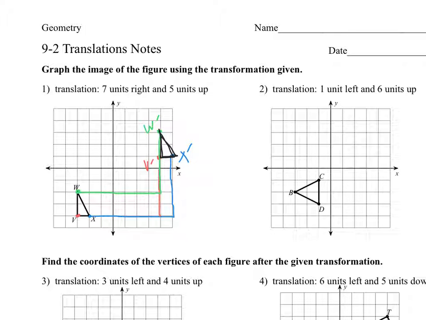So it's pretty easy. Do the next one. 1 unit to the left, so take C, 1 unit left, 1, 2, 3, 4, 5, 6 units up. So there's C apostrophe. D, 1 to the left, 1, 2, 3, 4, 5, 6. There's D apostrophe. And then B, 1 left, 1, 2, 3, 4, 5, 6. There's B apostrophe. Connect them. And there's your new image.